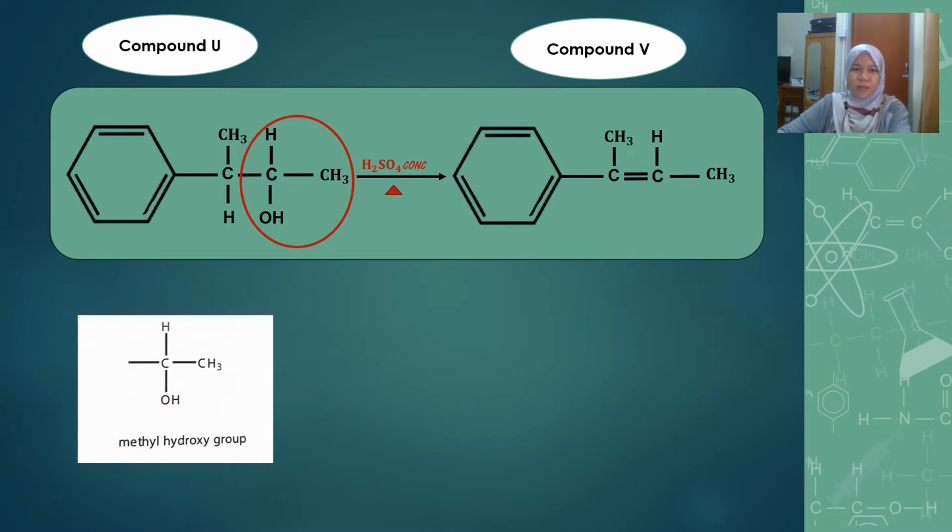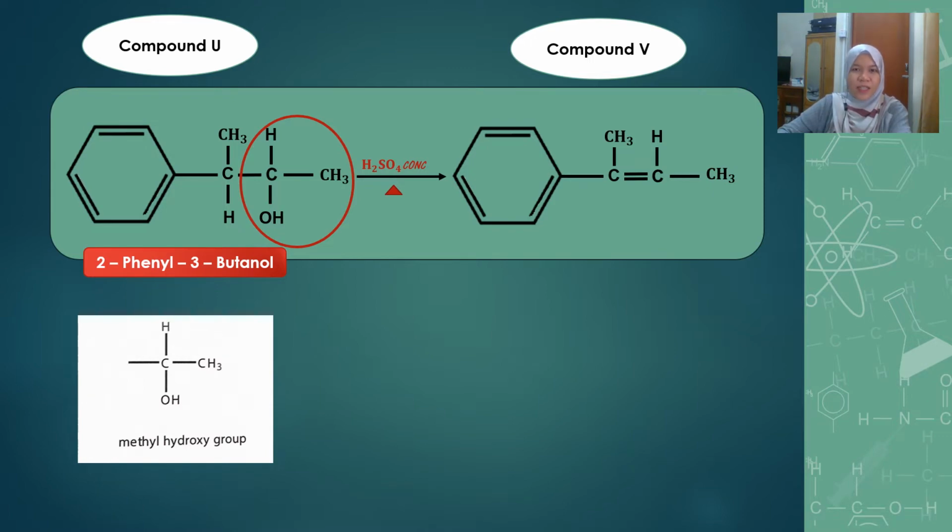So what is the name of compound Q? We can see there it has a benzene ring. The benzene ring is attached to carbon number 2, and there are 4 carbons, CH3, C, CH3. So it's butane, and the OH is attached to carbon number 3. So the name will be 2-phenyl-3-butanol.